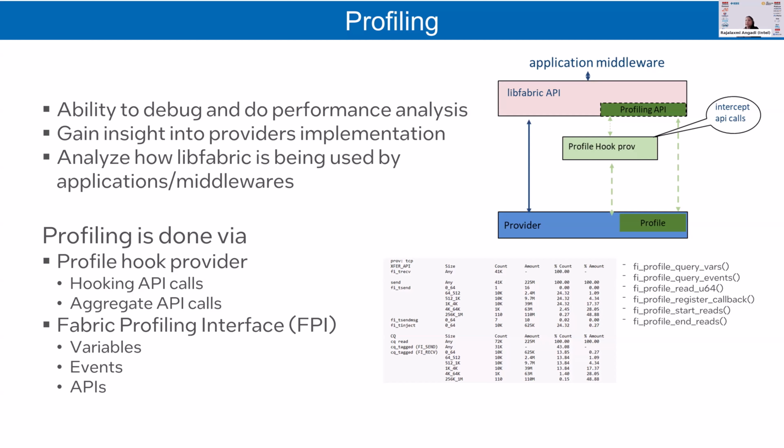It intercepts at Libfabric's external interface to the upper layers, and the goal is to understand how the communication APIs are actually used. For a given application, what are the data sizes they normally call these APIs with, or how many times are these being called?